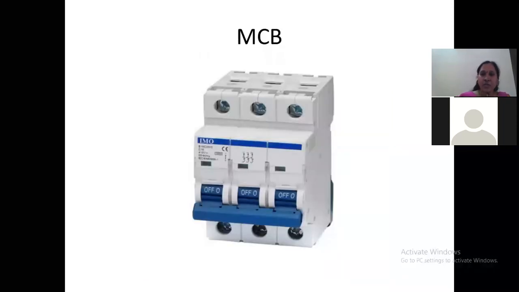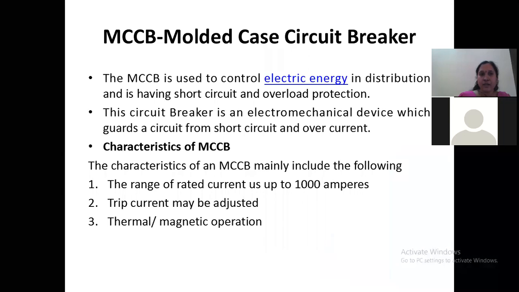This is how an MCB looks like. You have seen this MCB in the lab also. Next, coming to the MCCB, molded case circuit breaker. This is used to control the electrical energy in distribution and has short circuit and overload protection. This circuit breaker is an electromechanical device which guards a circuit from the short circuit and the over current.